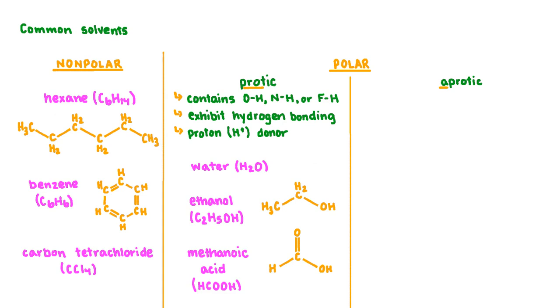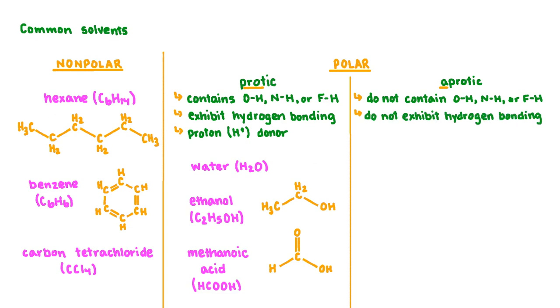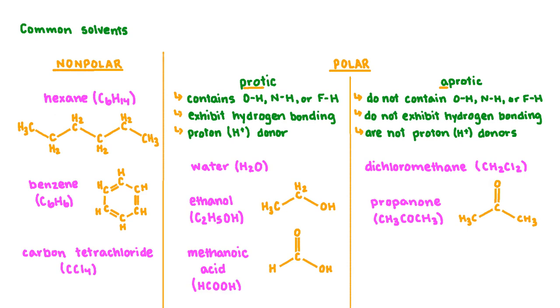The A in aprotic means not. So aprotic solvents do not contain a hydrogen atom bonded to an oxygen, nitrogen, or fluorine atom, do not exhibit hydrogen bonding with other aprotic solvent molecules, and are not proton donors. Examples of aprotic solvents include dichloromethane, propanone, commonly called acetone, and tetrahydrofuran.